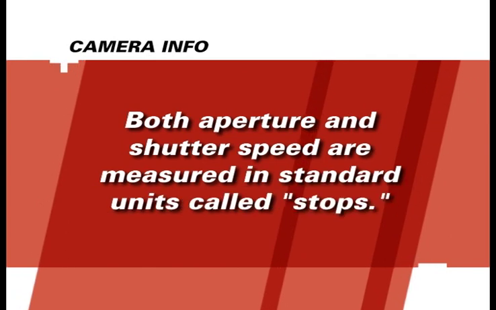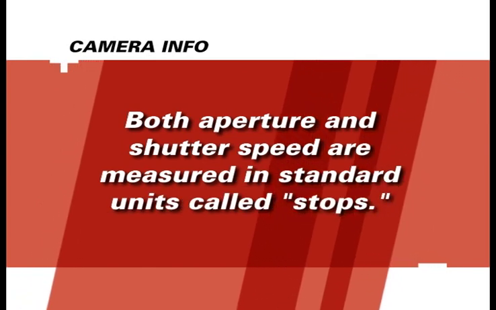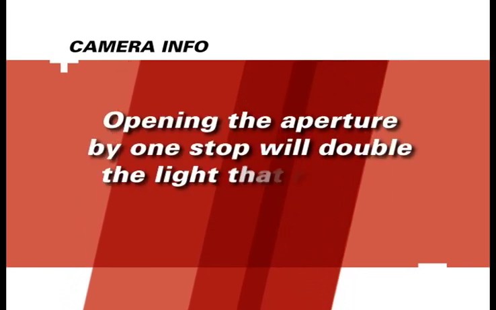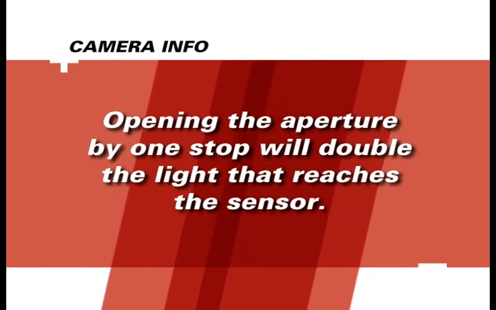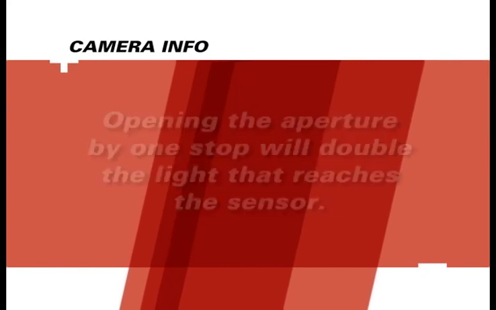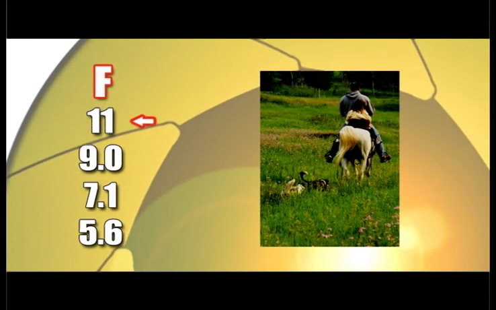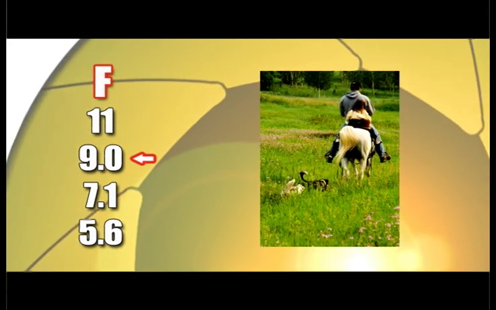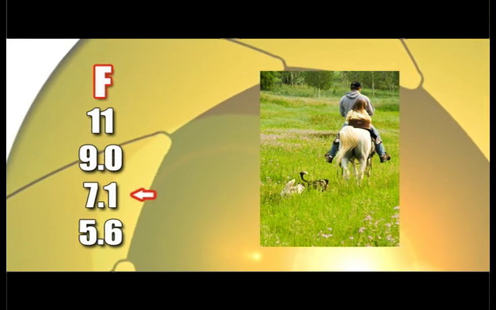Let's briefly examine one more photographic concept: aperture and shutter stops. Both shutter speeds and apertures have a standard series of settings called stops. Opening the aperture by one stop will double the light that reaches the sensor. Similarly, speeding up the shutter by one stop will cut the light that reaches the sensor in half.